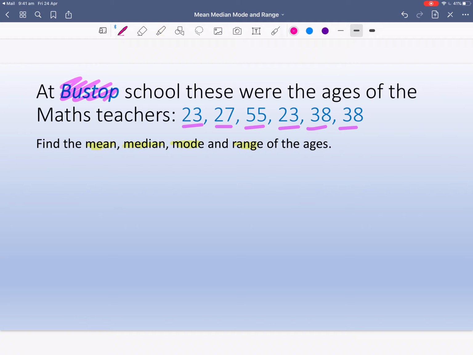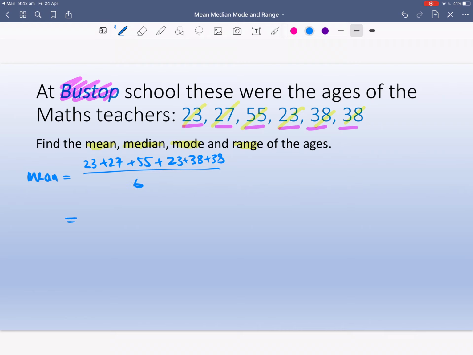So I'm going to start with mean, all right? Now I remember the mean is so mean that it adds all the numbers up. So let's add them up. And it divides it by how many numbers there are. How many numbers are there? There's 1, 2, 3, 4, 5, 6. So I'm going to have to divide it by 6.